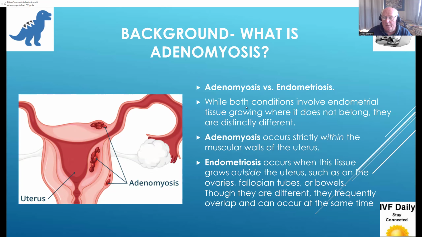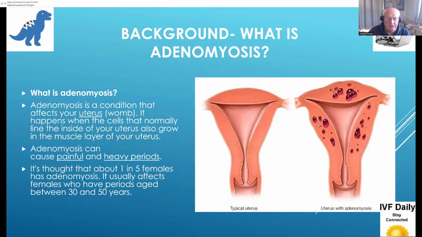answer is, while both conditions involve endometrial tissue growing where it does not belong, they are distinctly different. Adenomyosis occurs strictly within the muscular walls of the uterus, whereas endometriosis occurs when this tissue grows outside of the uterus, such as on the ovary, fallopian tubes, or bowels. Although they are very different, they frequently overlap, can occur at the same time, and can be misdiagnosed. So, I think I got a bit carried away in the preamble here.